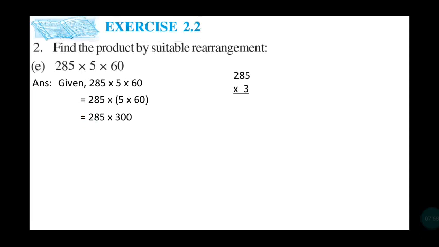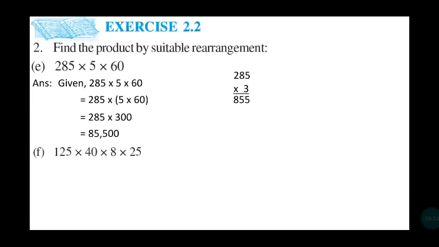How? You have to do the multiplication in your CW book. But why are we multiplying with 3 only? Because first of all, what we have to do is multiply by 3, and put 2 zeros after the answer that comes. So 855 is the answer we got, and after putting 2 zeros, what does it become? 85,500. It is very easy.